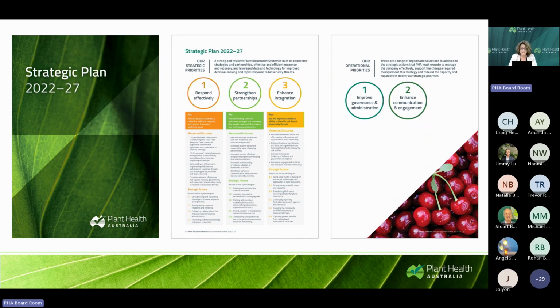Delivering against our strategic plan also requires an internal focus to ensure PHA has effective and efficient processes to deliver good governance and management and communications and engagement activities that supports PHA's sustainability and growth. These actions are captured under our 2 operational priorities: improve governance and administration and enhance communication and engagement.